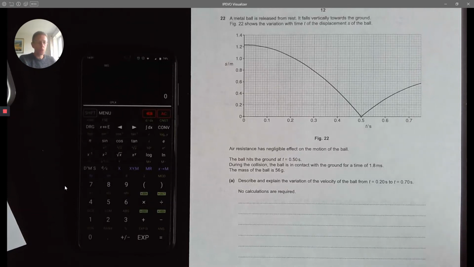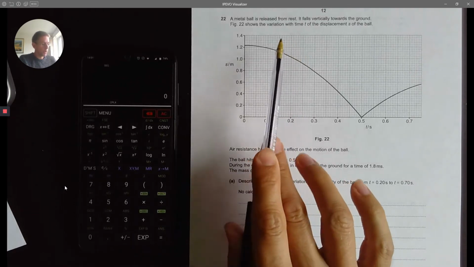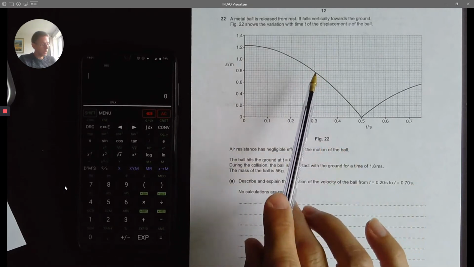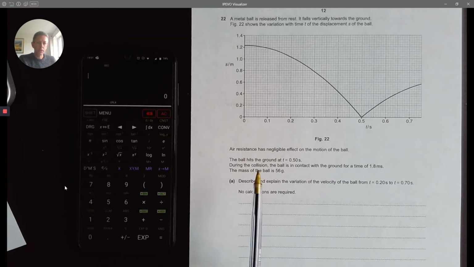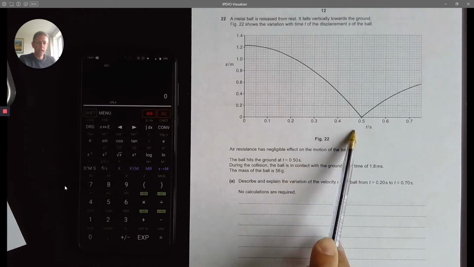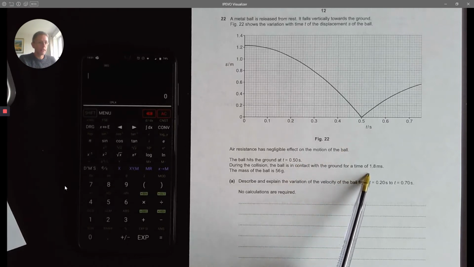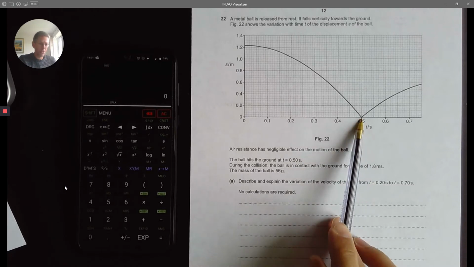Okay, question 22. It says a ball is released and it falls vertically down towards the ground, and we've been given a distance time graph for it. Air resistance we can ignore. The graph shows it hits the ground at half a second, and then it's momentarily on the ground while the ball's compressing and then rebounding back again for 1.8 milliseconds. That's not really shown on the scale of the graph.